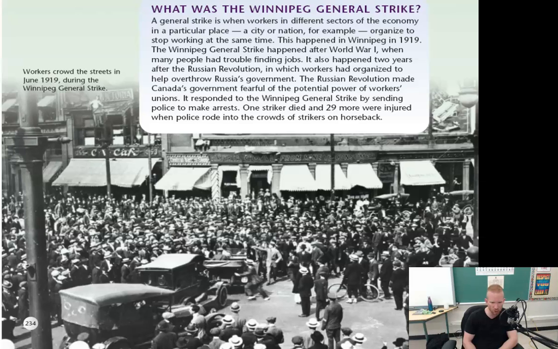The Winnipeg general strike happened after World War I, when many people had trouble finding jobs. It also happened 2 years after the Russian Revolution, in which workers had organized to help overthrow the Russian government. The Russian Revolution made Canada's government fearful of the potential power of workers. It responded to the Winnipeg general strike by sending police to make arrests. One striker died and 20 more were injured when police rode into the crowds of strikers on horseback.